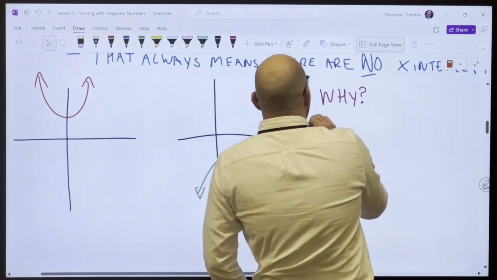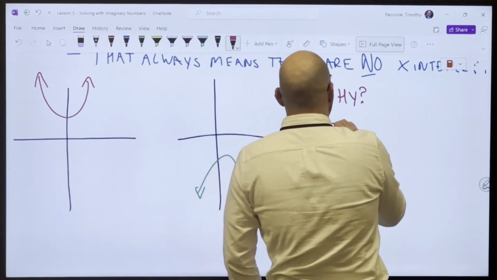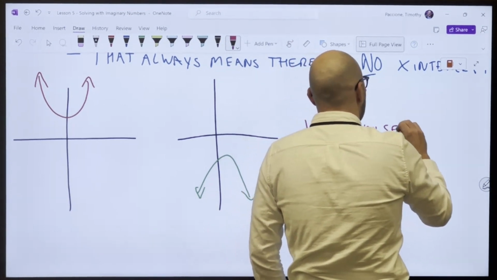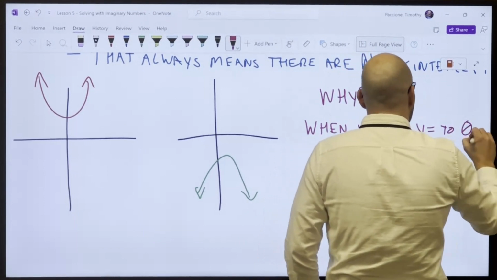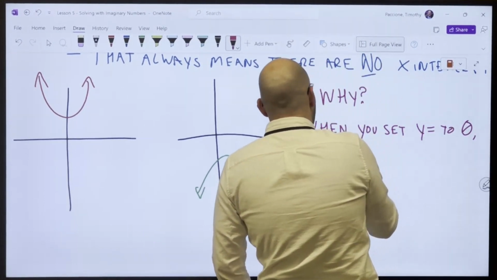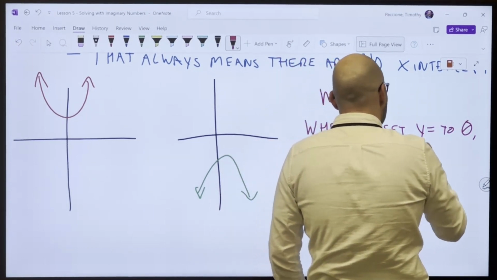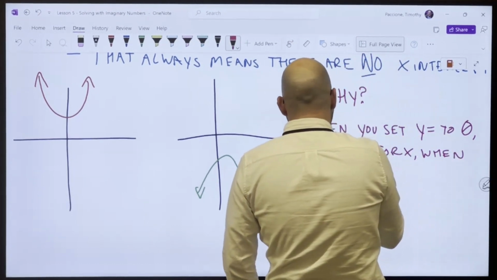So when you set y equal to 0, you solve for x when y is 0.